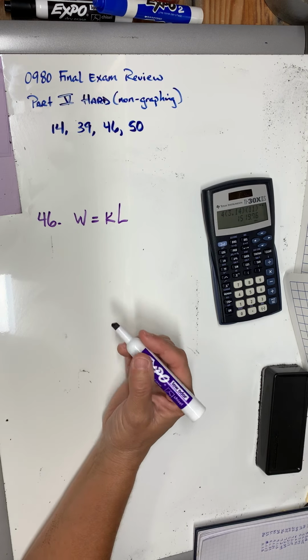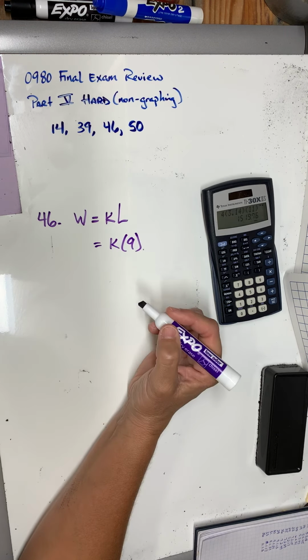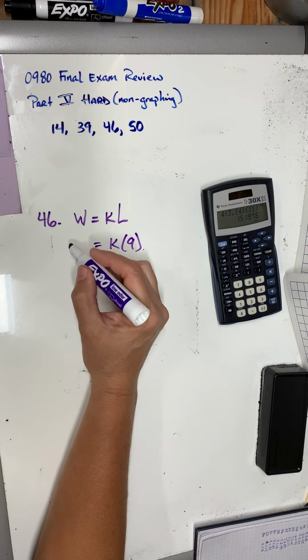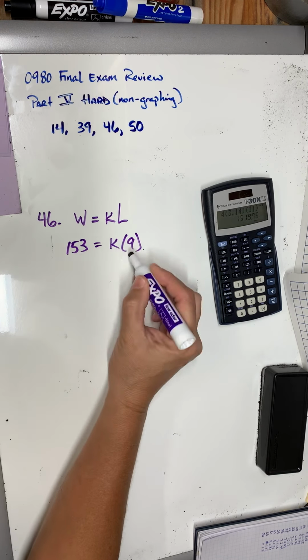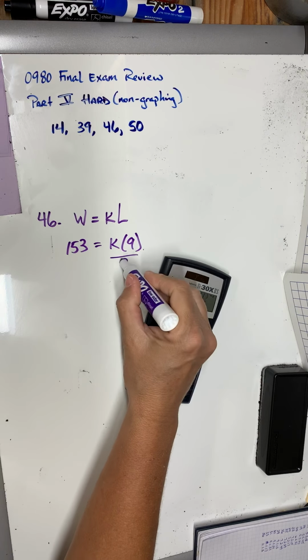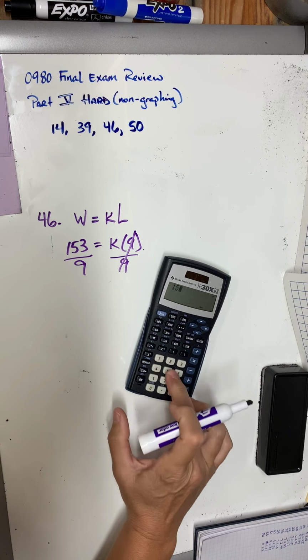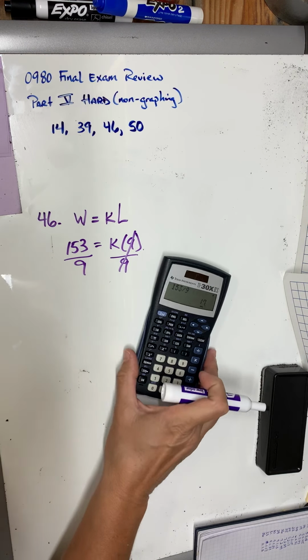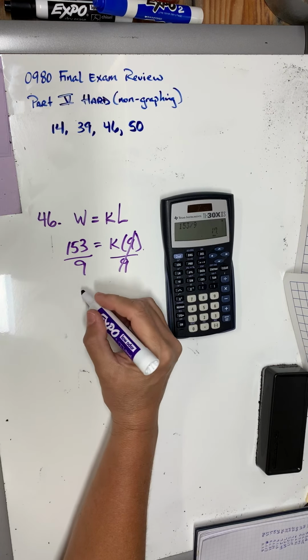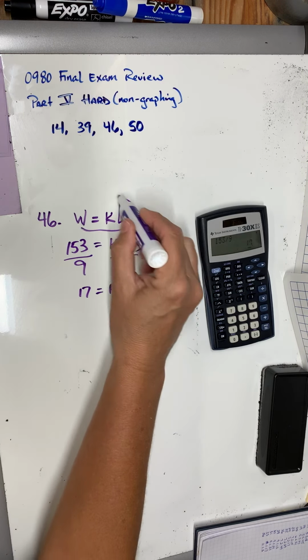A 9-foot boat, well, that's a length, so that's a 9, weighs 153 pounds. So there are my two temporary values. How would I get K? I would divide by 9, divide by 9. So 153 divided by 9 is 17. So I just discovered that K is 17. So that's step two. This was step one.